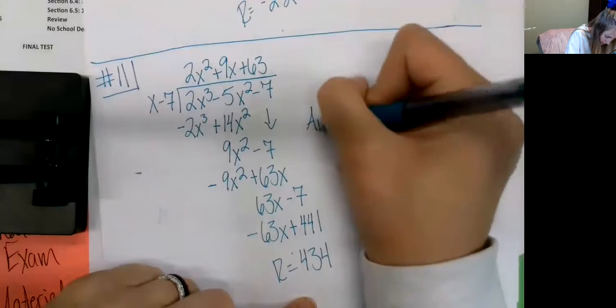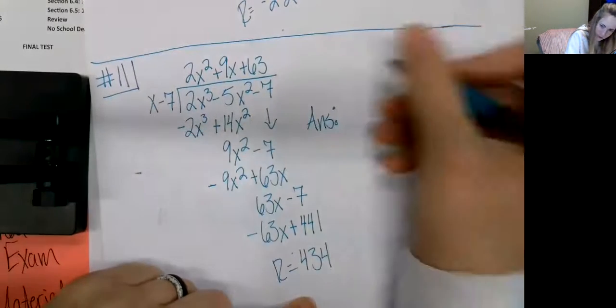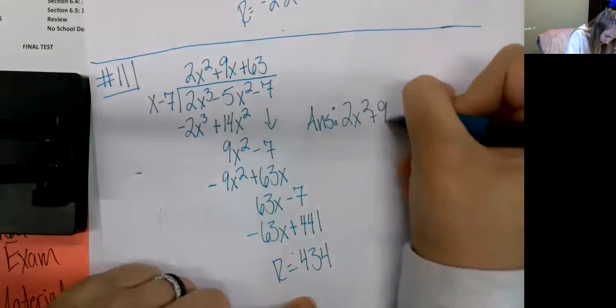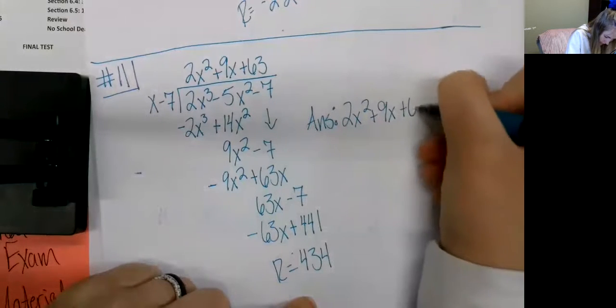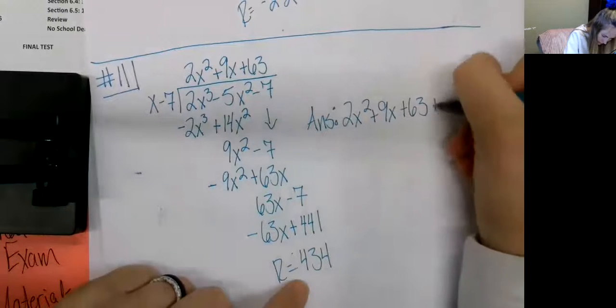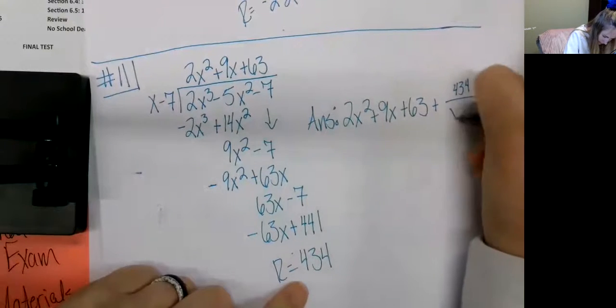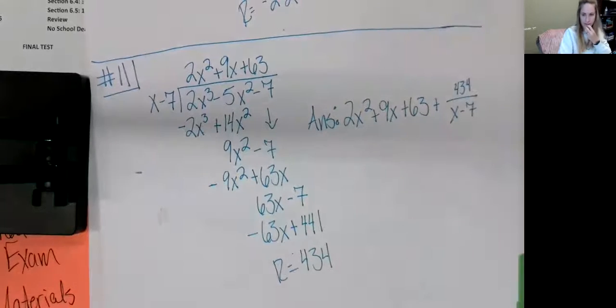because x cannot go into a whole number. So our answer will be 2x squared plus 9x plus 63 positive plus 434 divided by x subtract 7.